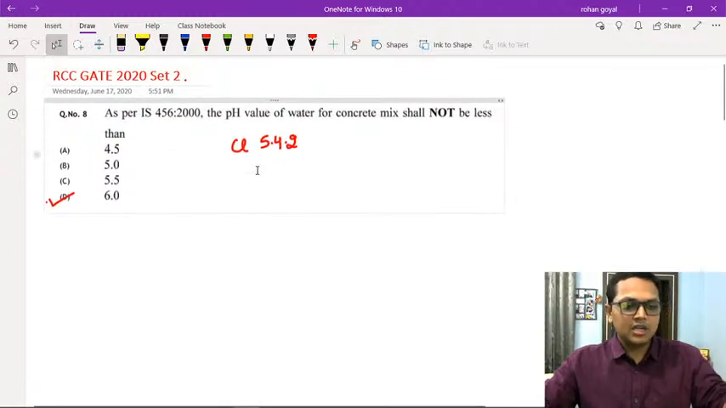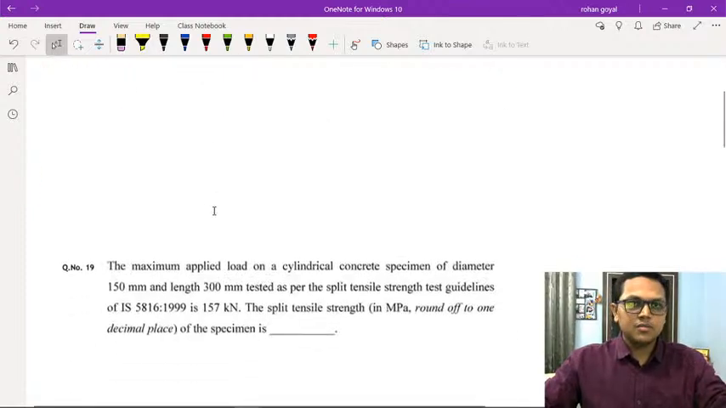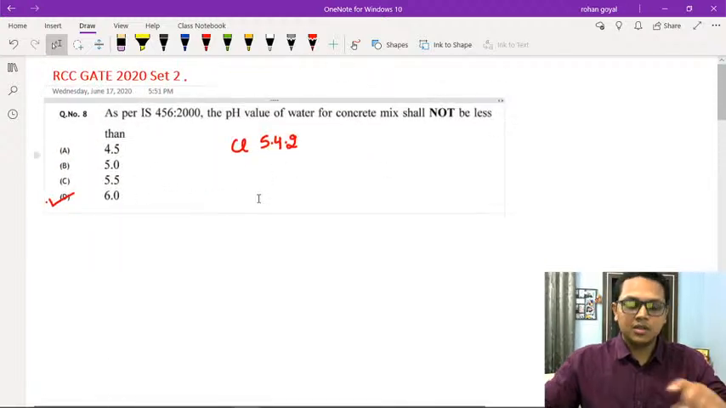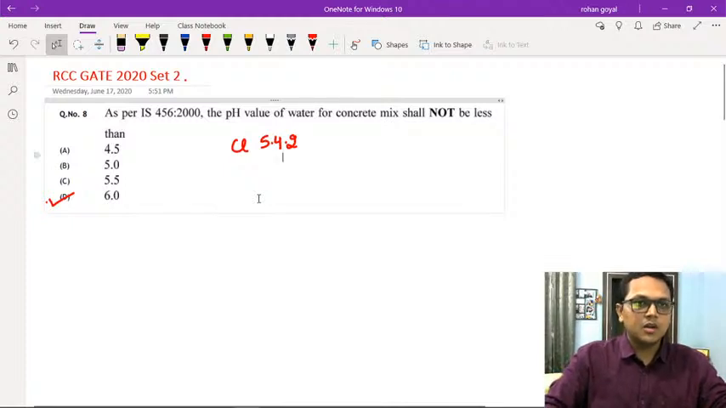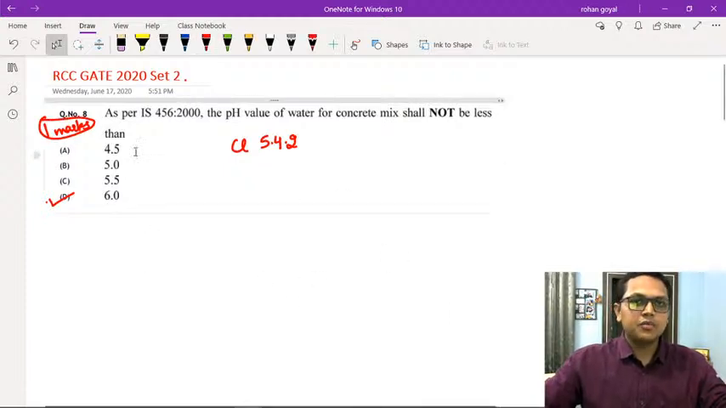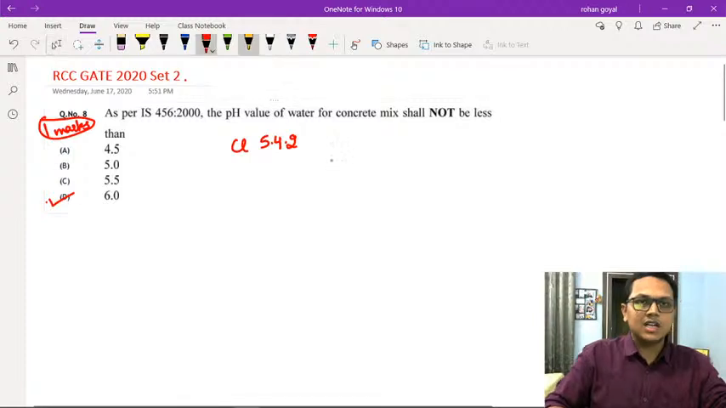I don't think there will be any doubt in this question. So we'll move on to the next question. The previous question that we discussed is a 1 mark, information based question. Very easy, very straightforward. You just have to read the IS 456 at least 2 times before you go for the GATE examination or IES examination. IS 456 2000 shall be read at least 2 times and should be read thoroughly.